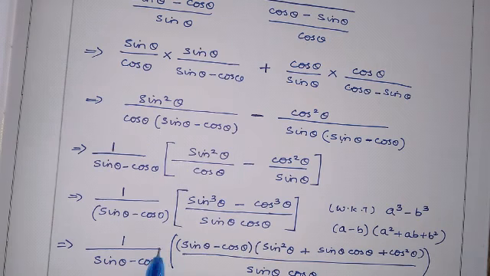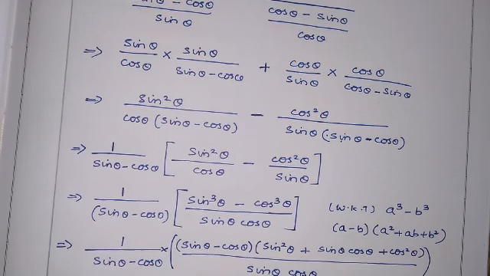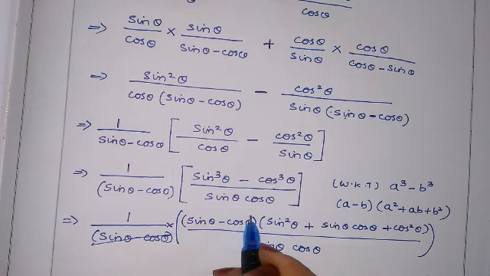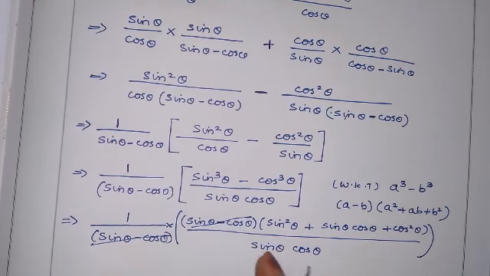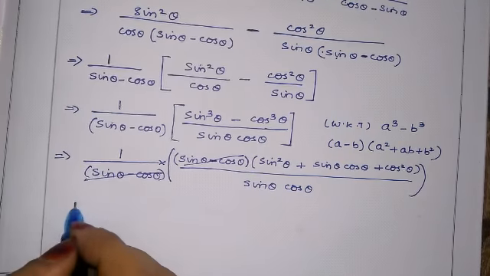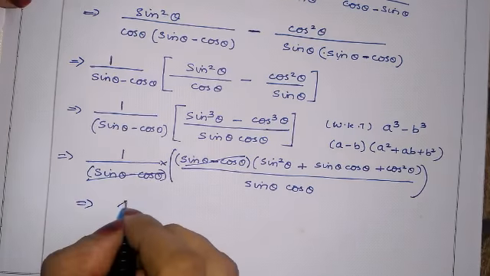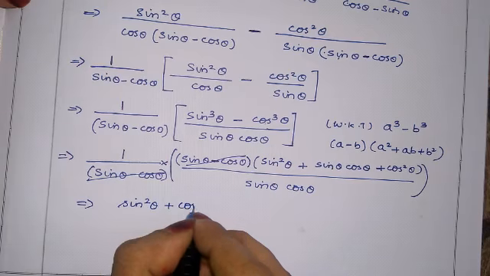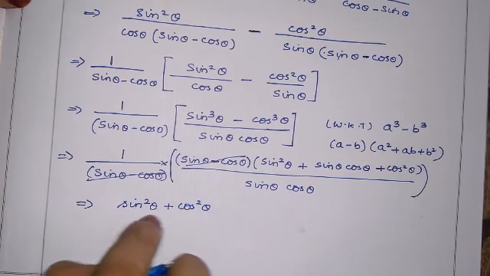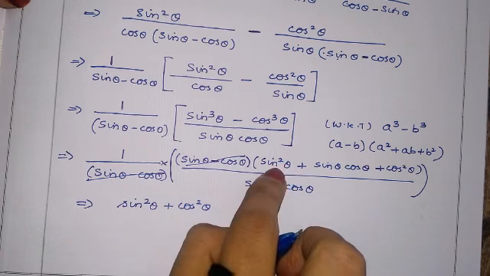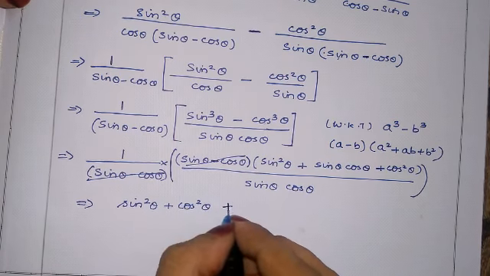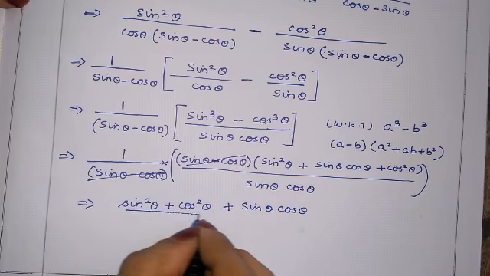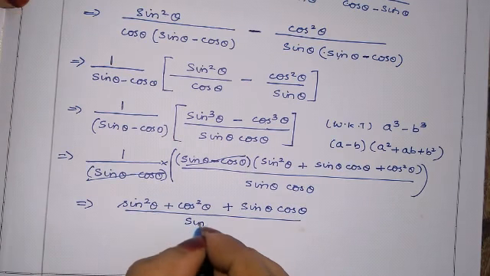So we can see here it is in multiply form. Multiply form means we can cancel easily. So sin theta cos theta gets cancelled, sin theta cos theta gets cancelled, and both are minus, so they get cancelled. What is left now? Sin square theta. I'll bring plus cos square theta near so that it will be easy for us to make the identity. Sin square theta plus cos square theta is 1. So I'll bring sin square theta plus cos square theta plus sin theta cos theta upon sin theta cos theta in the denominator as it is.